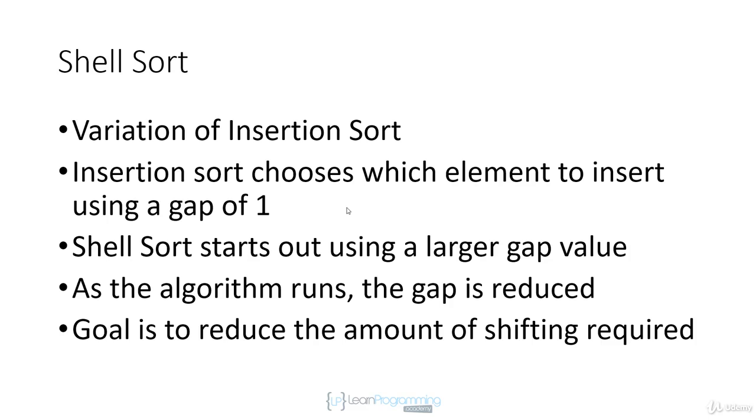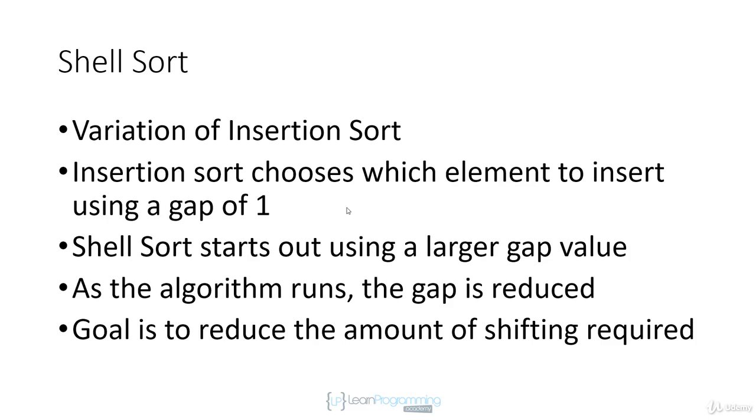So how does shell sort work? Well, it's a variation of insertion sort. Insertion sort chooses which element to insert using a gap value of 1. So every time insertion sort runs, it picks off the first unsorted value, and then it compares that value to its neighbor, and it keeps shifting the neighbors to the right until it finds the correct insertion point for the element that it's inserting. Shell sort starts out using a larger gap value.